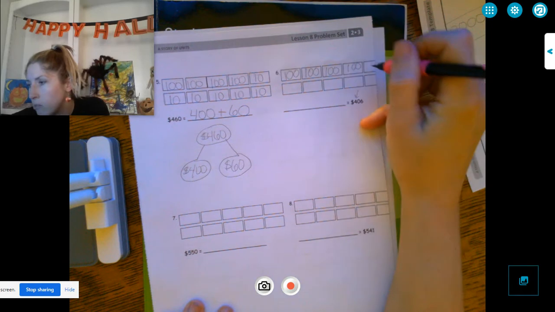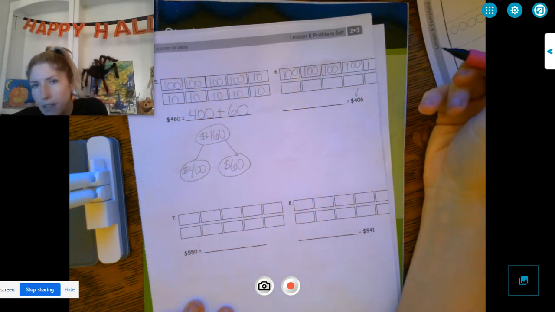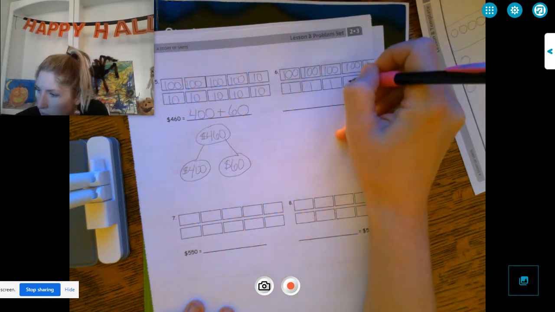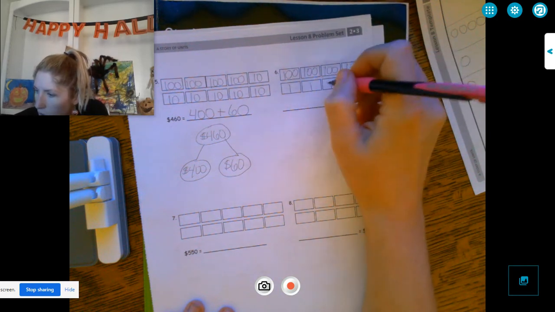Good thing these are $1 bills because my little box is small. My $1 bill got ripped in half. 1, 2, 3, 4, 5, 6.